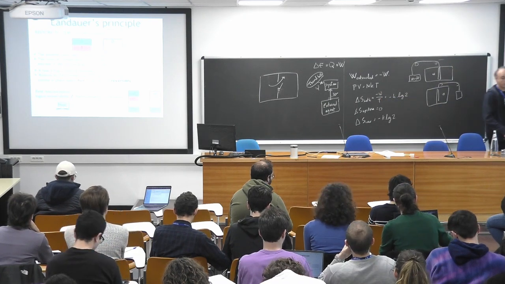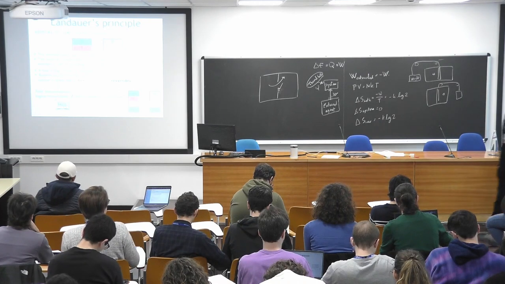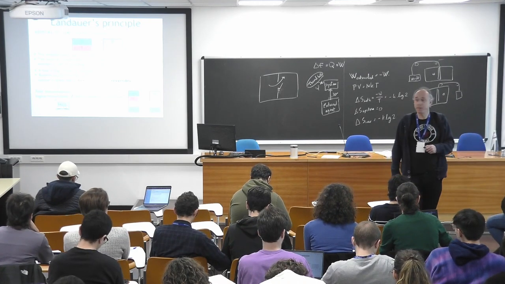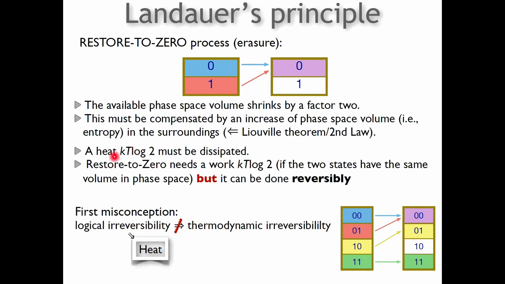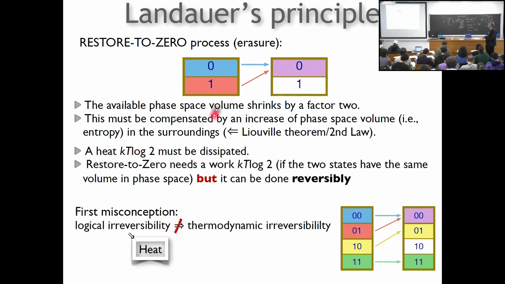How much heat should I dissipate? kT log 2. Because the decrease of entropy of volume here is a factor 2. The entropy is log of the volume. With the Liouville theorem it is more difficult, but you can do the same calculation with the Liouville theorem. You have to dissipate kT log 2.